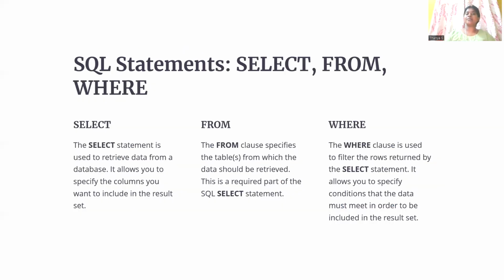Next are SQL statements, which are select, from, and where. The select statement is used to retrieve data from a database. It allows you to specify the columns you want to include in the result set. The from clause specifies the table from which the data should be retrieved, and this is a required part of the SQL select statement. Where is a clause used to filter the rows returned by the select statement. It allows you to specify conditions that the data must meet in order to be included in the result set.